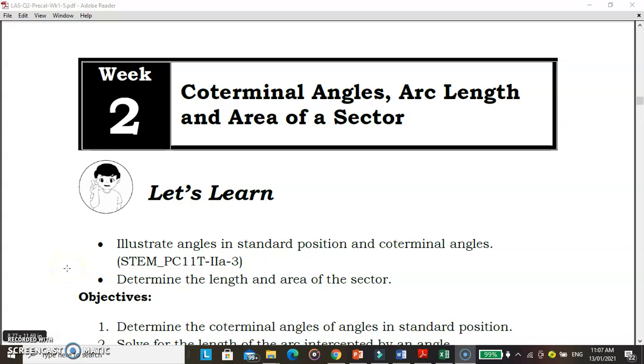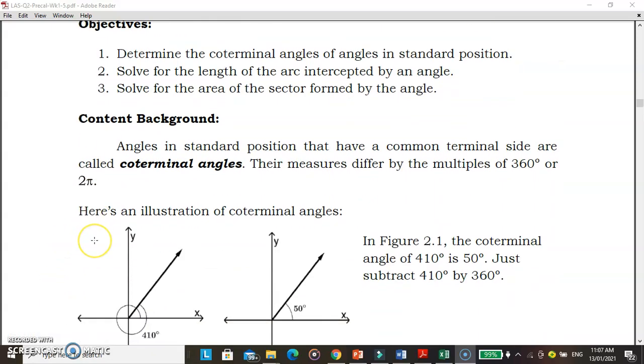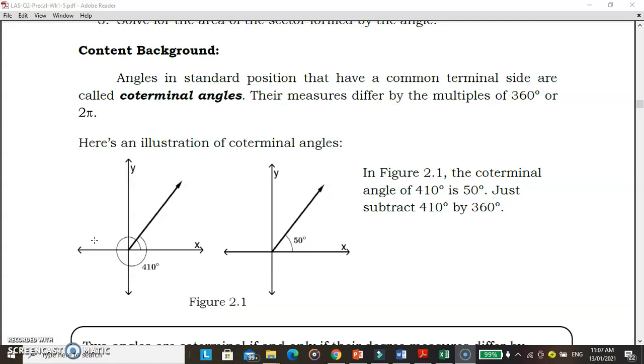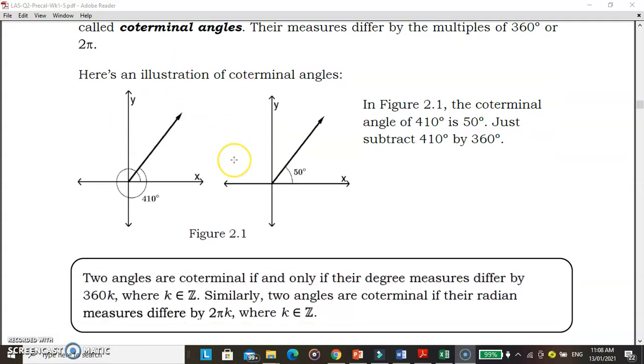Welcome to our week 2 lessons about coterminal angles, arc length, and area of a sector. We will start first with coterminal angles. These are angles in standard position that have a common terminal side, so they are called coterminal angles, and their measures differ by multiples of 360 degrees or 2 pi rad. Here is an illustration of coterminal angles.